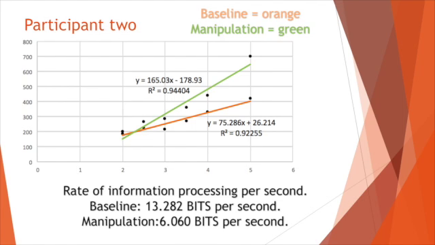For the manipulation, the slope is 165.03 and the intercept is negative 178.93. When considering the regression equation for the manipulation, y equals 165.03x minus 178.93, and the R-squared value tells us the model explains 94.4% of the variability of responses around the mean. When looking at the rate of information processing for the manipulation, 6.060 bits of information is processed in 1 second.